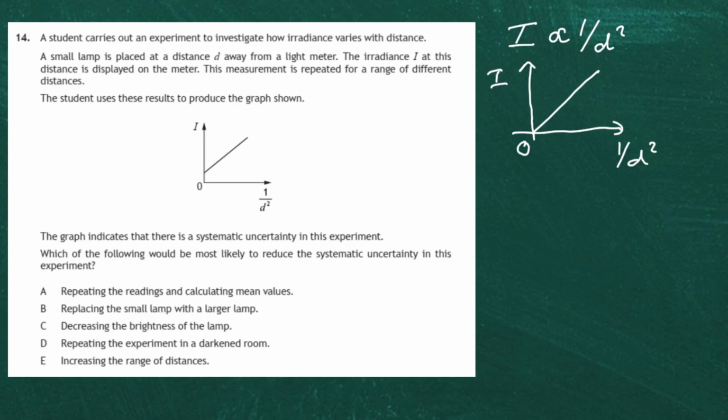What about E, increasing the range of distances? Well, that's just going to extend your graph further and give you more data. It won't actually rule out the systematic error. Remember, a systematic error or uncertainty is due to something that's wrong with your experiment. So in this case, it's to do with the experiment not being done in a darkened room. So our answer to number 14 is going to be D. Repeat the experiment in a darkened room.